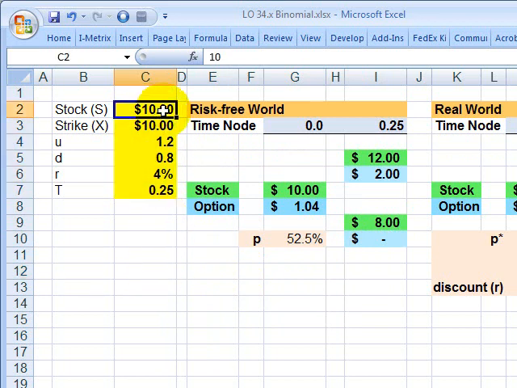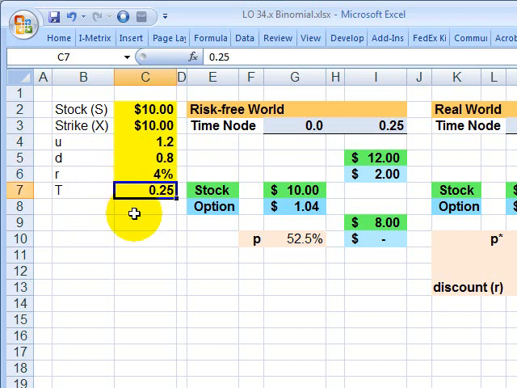I made these up. Stock price of 10, strike price of $10, that's also the exercise price, we call that. U is the size of an up jump. D is the size of a down jump. I just made up 1.2 for up, 0.8 for down. A riskless rate, here denoted by R, of 4%.